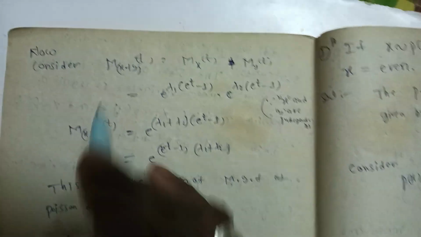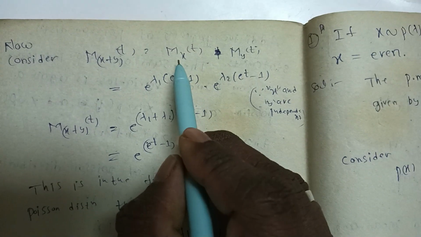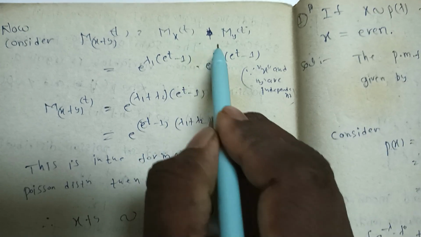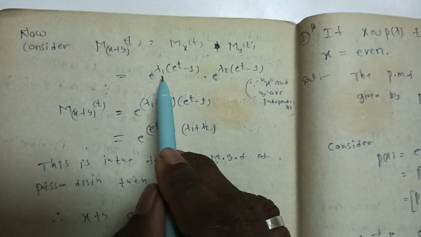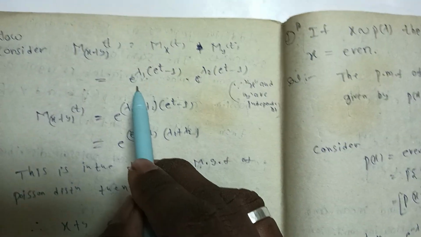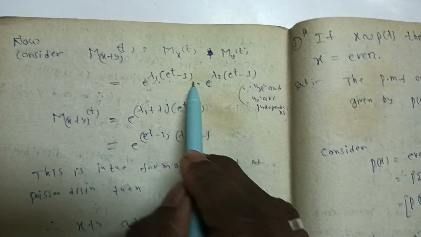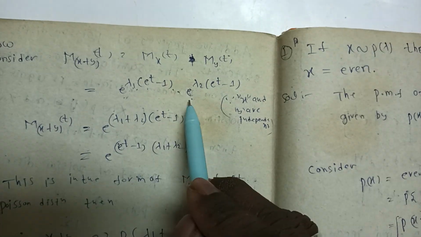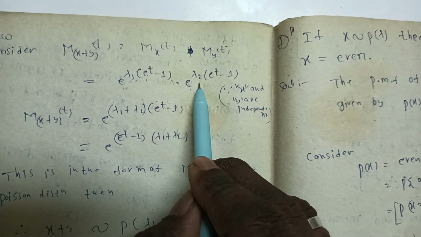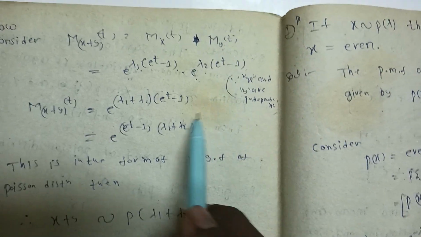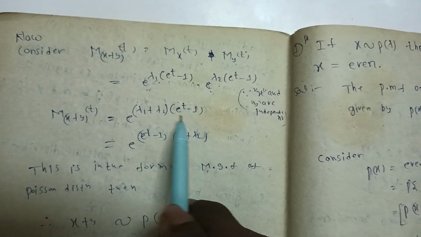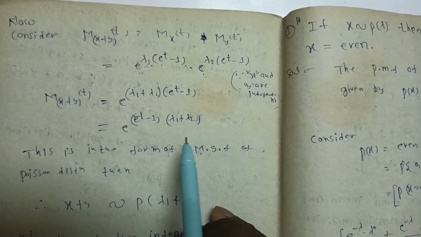So the MGF of x plus y at t is equal to the MGF of x at t times the MGF of y at t. Where the MGF of x at t is e to the power of lambda 1 times (e to the power of t minus 1), and the MGF of y at t is e to the power of lambda 2 times (e to the power of t minus 1). When you take them common, the bases are equal, so the powers should be added.